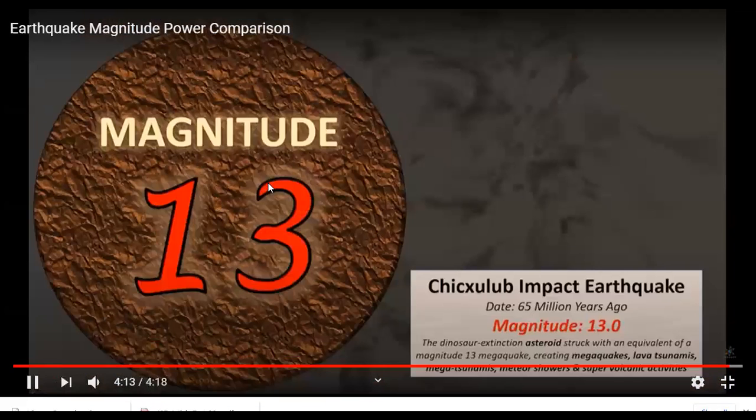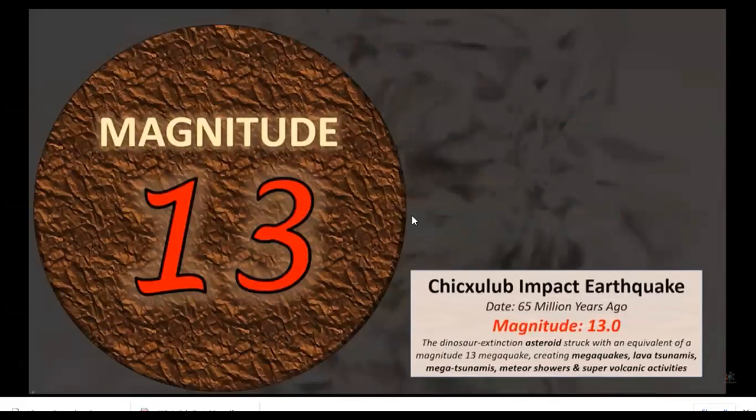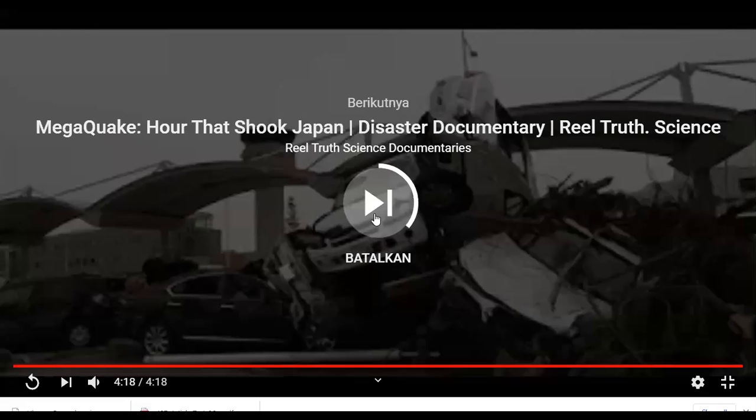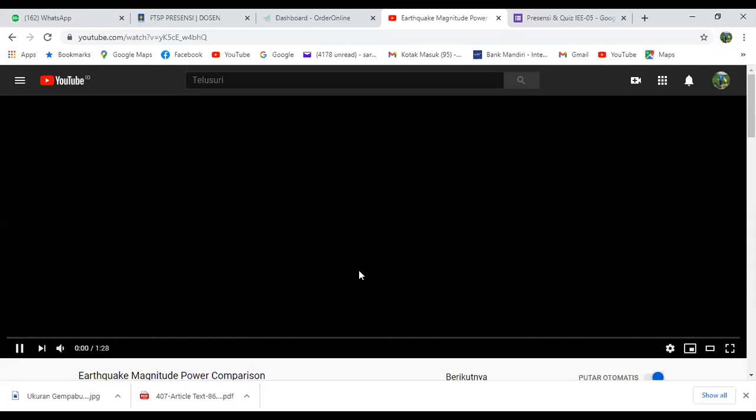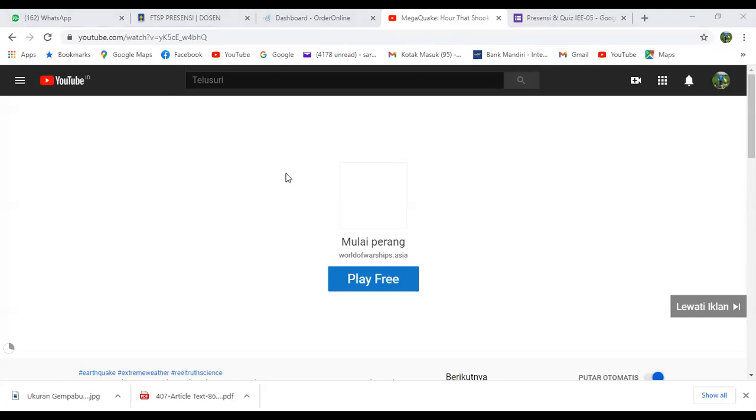Magnitude, big. 65 million years ago. Wow, scary. So this is about the magnitude. This is the measurement of the energy released by the earthquake. So the scale is using a logarithmic scale. So how about the comparison of the strength of earthquakes?